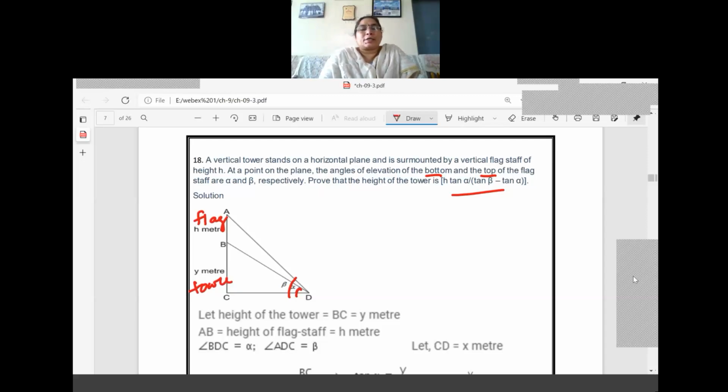Now prove that the height of the tower, that is y, isn't it? Height of the tower we have taken as y. We have to solve for y. You will get h tan alpha by tan beta minus tan alpha. So here also we will get two right triangles. Which is the angle 90 degrees? C only. Now which are the two triangles? We have to take BCD and ACD.